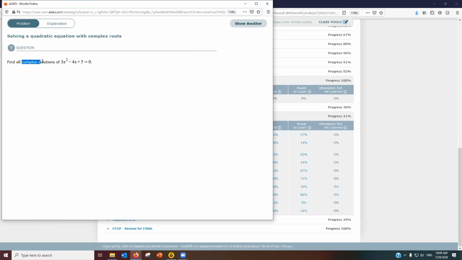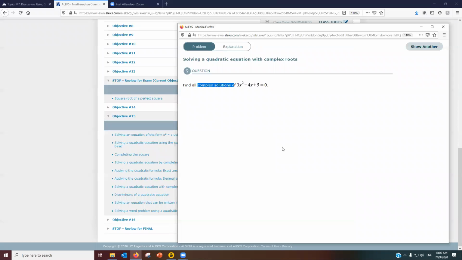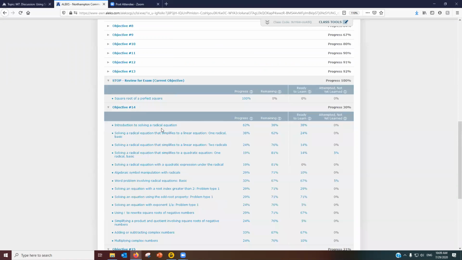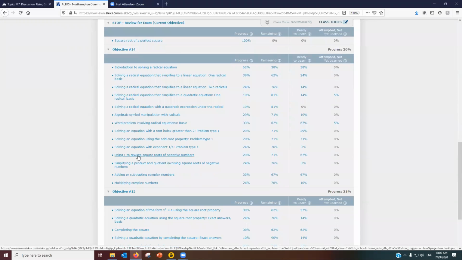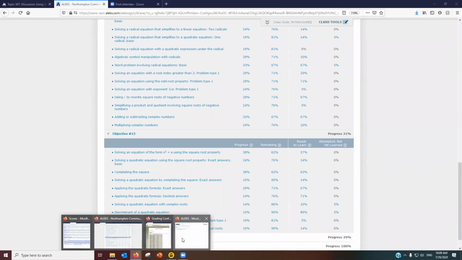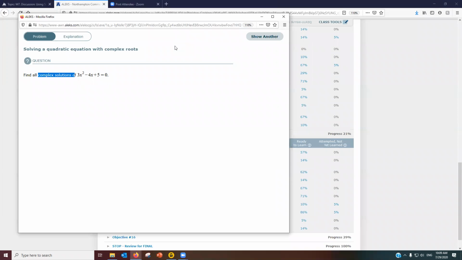All right, how about if we do one here that's a little different, because I'm noticing this one says find the complex solutions. So here's what can happen. When you take the square root of a negative number, you will end up with an imaginary number. If you remember back in Objective 14, we worked with I. Remember, I was the square root of negative 1. So what we're going to do now is find these solutions, and this will lead us to taking the square root of negative 1. And when we do that, we're going to end up using I as part of our answer.